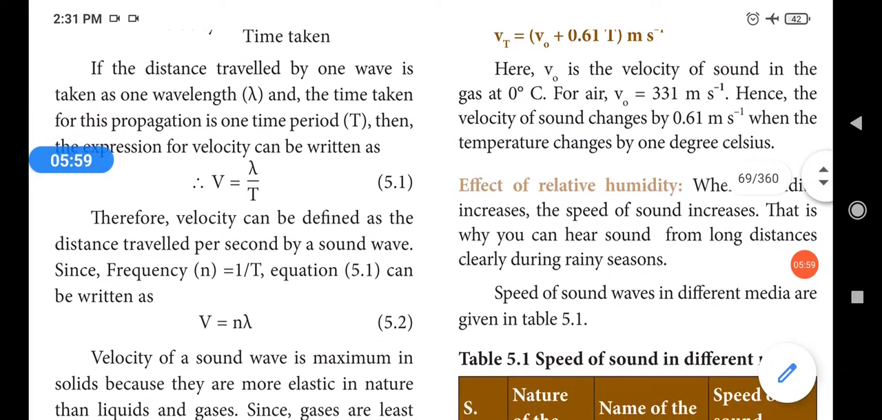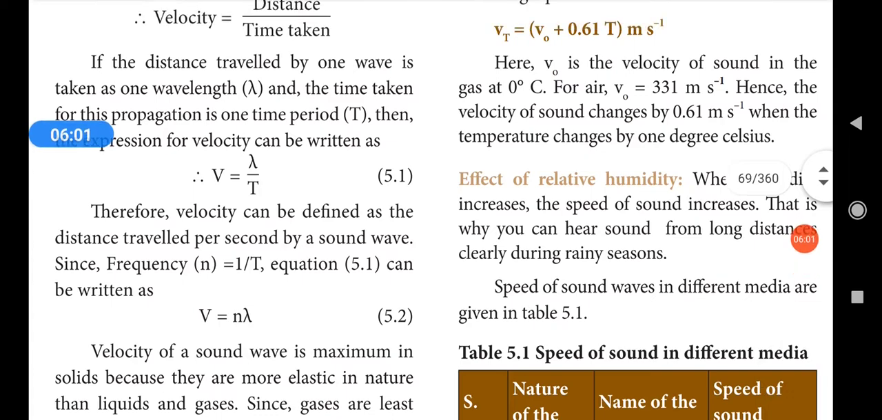The distance traveled by one wave is taken as one wavelength lambda and the time taken for this propagation is one time period. Then the expression for velocity can be written as v is equal to lambda by T. So velocity can be defined as distance traveled per second by a sound wave.